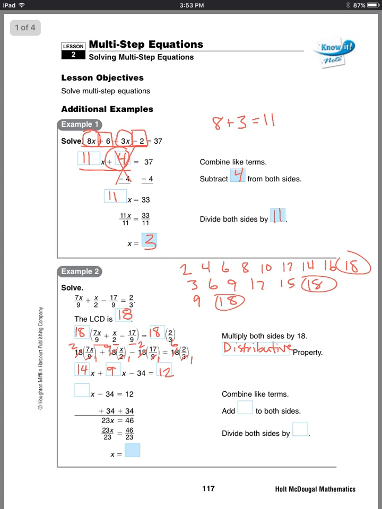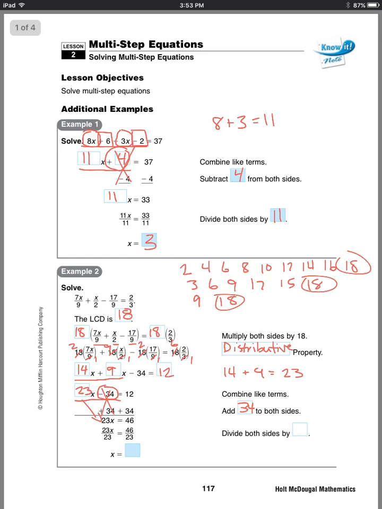Okay? So I'm going to combine my like terms right here. 14x plus 9x. So 14 plus 9 is 23. So I'm going to have 23x, bring down my minus 34, bring down my 12. Now I'm going to look at the side with the variable and look at my constant. The opposite of subtracting 34 is adding 34. So my constants cancel, bring my 23x down. 12 plus 34 is 46.